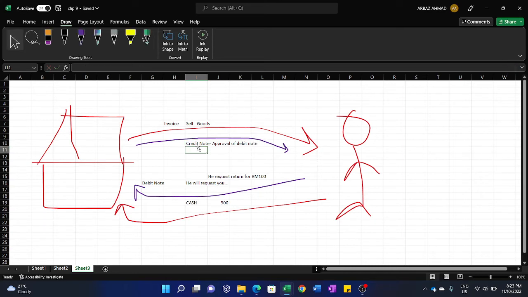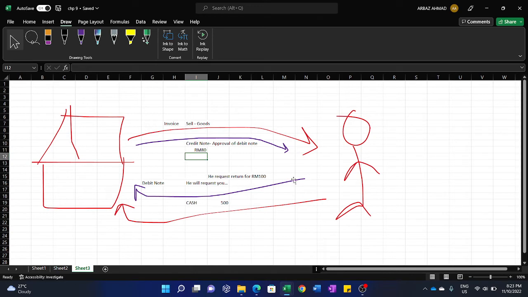Okay, it's approval of debit note. So you can say only 80 worth of your request, only 80 worth of the goods, that is worth 80 ringgit, are approved. The 20 ringgit you take back. Those goods are okay.